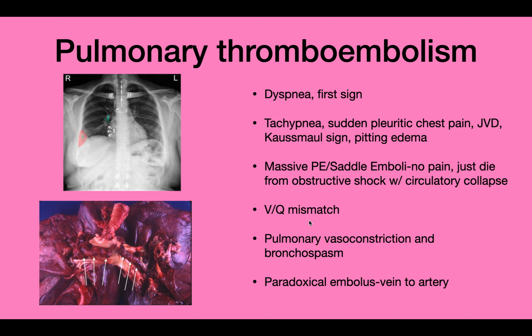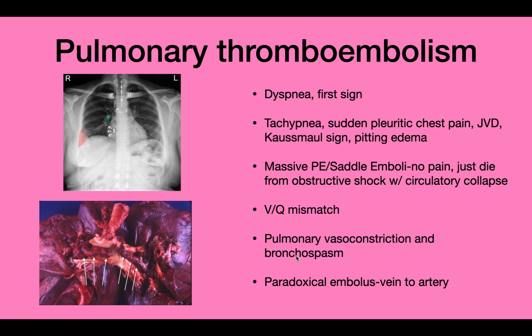VQ mismatch is going to occur, of course, because there's going to be wasted ventilation. Air is going to come into the lungs, but is not going to be able to perfuse. There is going to be pulmonary vasoconstriction, trying to shunt the blood to the more healthy, the less damaged lung tissue. And then the bronchial spasm is just due to the different kind of receptors.